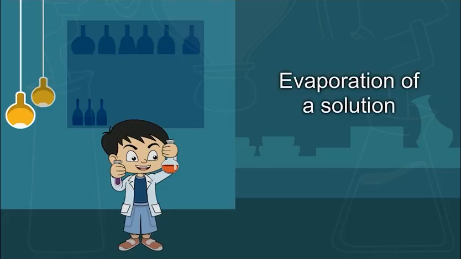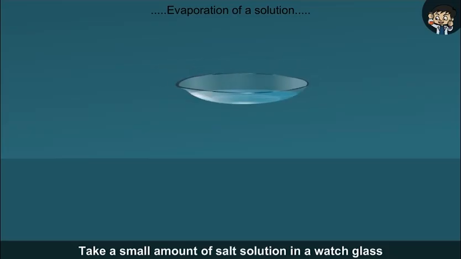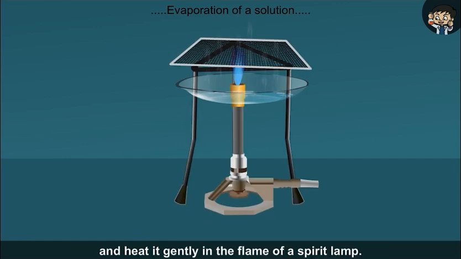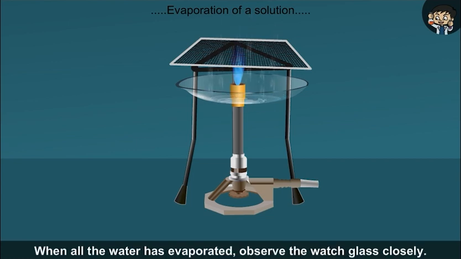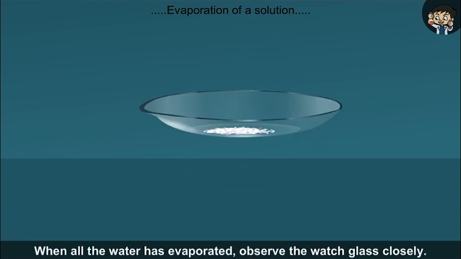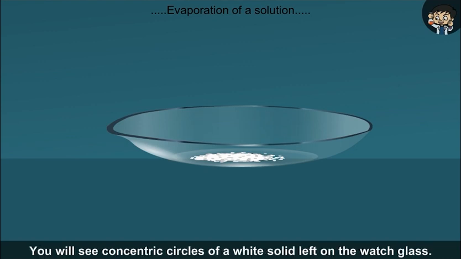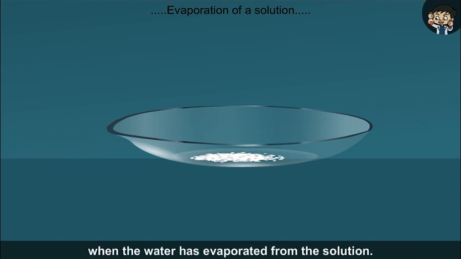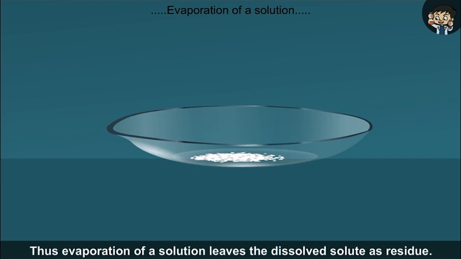Evaporation of a solution. Take a small amount of salt solution in a watch glass and heat it gently in the flame of a spirit lamp. When all the water has evaporated, observe the watch glass closely. You will see concentric circles of a white solid left on the watch glass. This is the dissolved solid, or salt, which is left behind as residue when the water has evaporated from the solution. Thus, evaporation of a solution leaves the dissolved solute as residue.